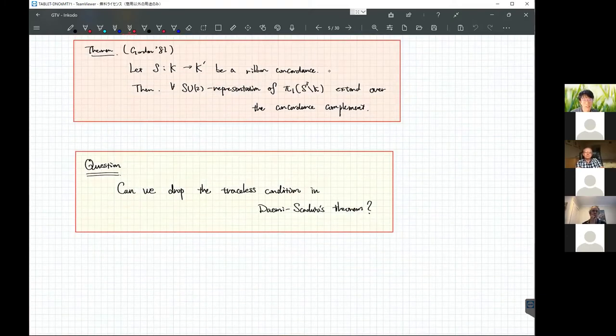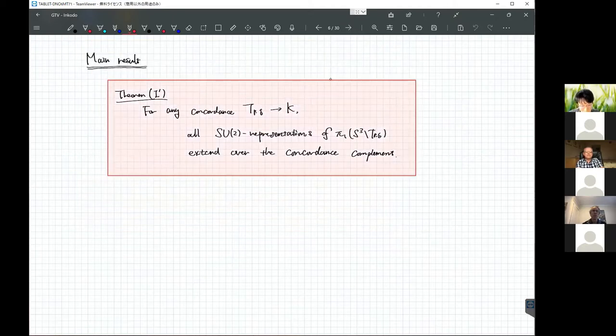So the natural question is, can we drop the traceless condition in Daemi and Scaduto's theorem? And the answer is yes. And this is today's main result. I proved this theorem: for any concordance from a (P,Q) torus knot to any knot, all SU(2) representations of the fundamental group of the complement of the torus knot extend over the concordance complement.